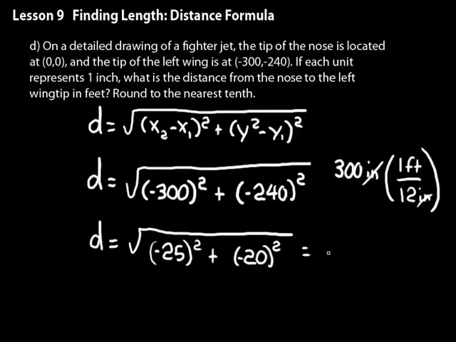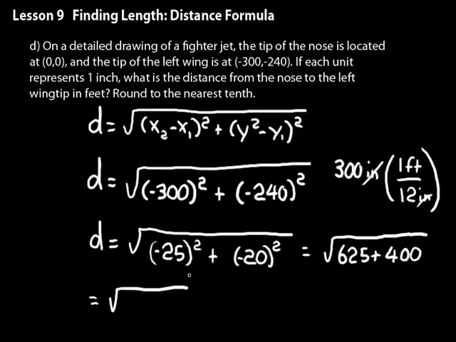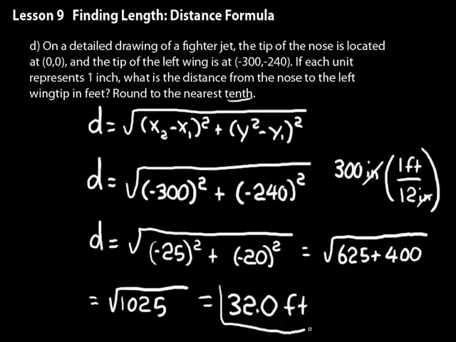So we end up with the distance equaling the square root of 625 plus 400, so we get the square root of 1025. Now you can go ahead and get a calculator out. They said round that to the nearest tenth, so you can use a calculator to figure out the square root of 1025. And so that would be 32.0 feet, rounded to one decimal place, to the nearest tenth place. So that's the distance from the tip of the nose to the left wingtip: 32 feet.